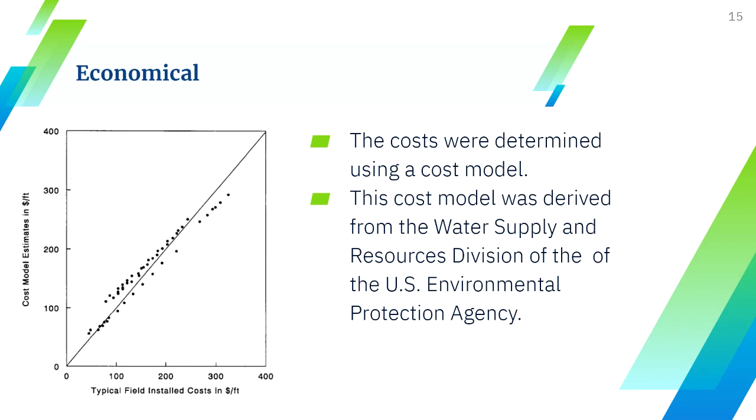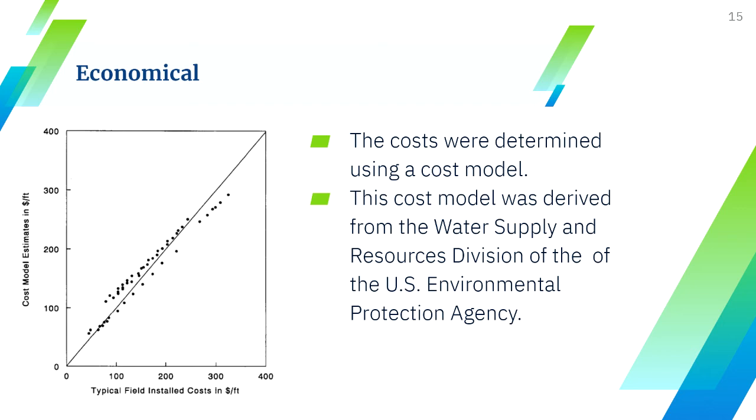We used a cost model derived from the Water Supply and Research Division of the U.S. Environmental Protection Agency. This cost model is not only specialized for the cost of villages and small communities, but it is also very accurate and precise, and this is evident on the graph. The cost estimation for several projects using the cost model is on the y-axis, while the actual cost of the distribution systems is on the x-axis. And as you can all see, the estimation and actual costs are nearly identical.